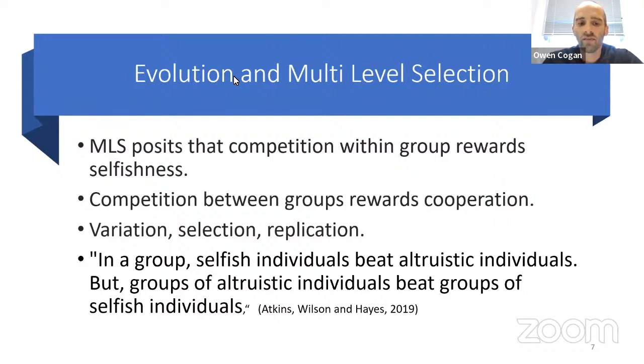So you might have variation in a group's collective behaviors and practices. Some of that variation leads to more cooperation, and that cooperation is selected for. Then that more cooperative group is more likely to be successful, and the successful group is more likely to pass on their collective practices and behaviors to future groups. So you've got that core principle: variation, selection, replication. More cooperative groups are more successful. This can be summarized in this quote at the bottom here: in a group, selfish individuals beat altruistic individuals, but groups of altruistic individuals beat groups of selfish individuals.